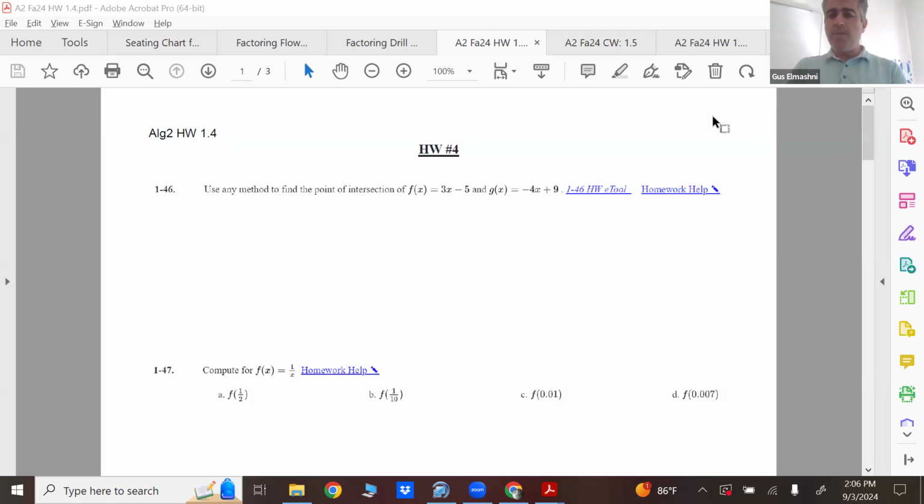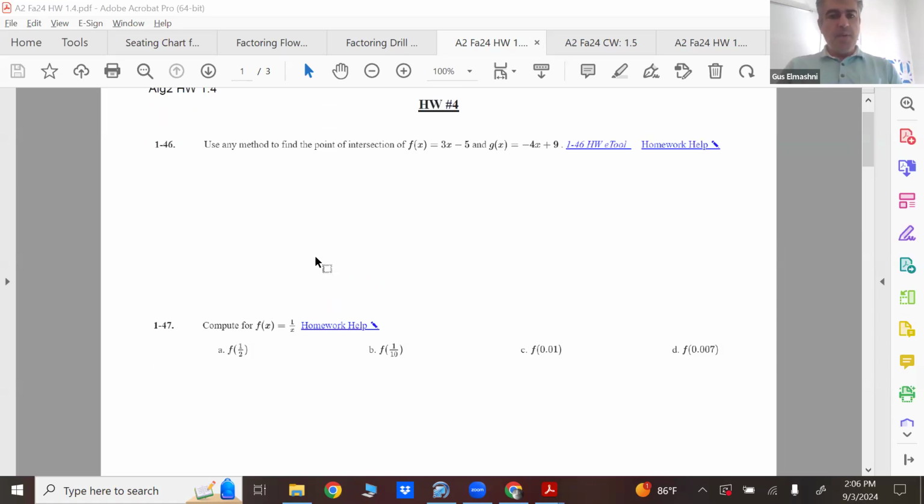Okay, so for this problem, what you want to do is find the point of intersection. Pretty simple. I'm just going to work it out, and maybe save my work as a PDF just so it's a screenshot. But I would just set them equal to each other, right? That'd be your best bet.